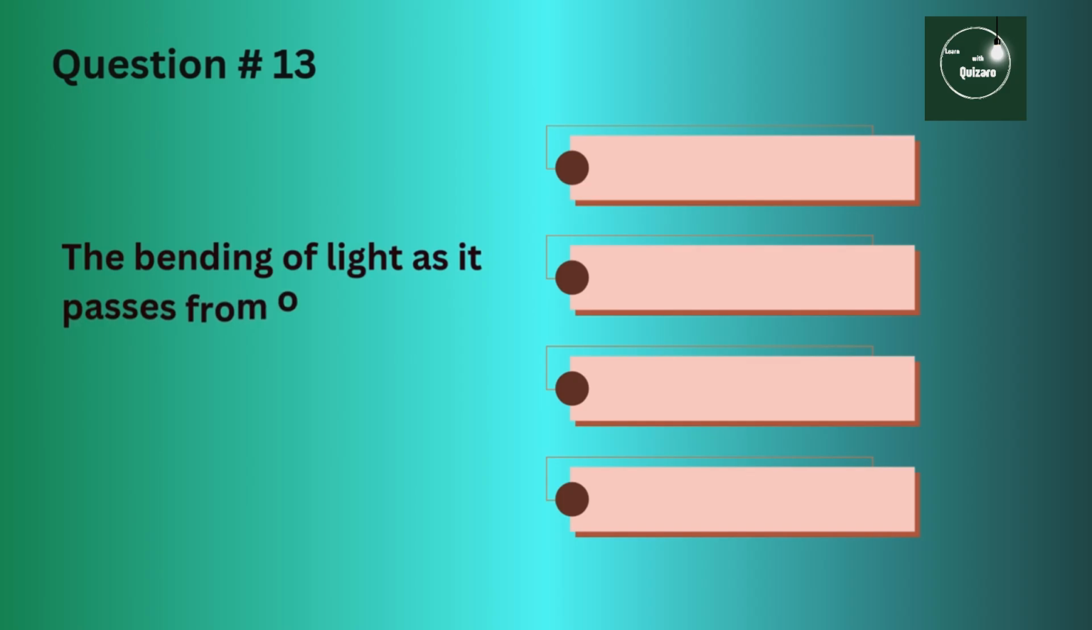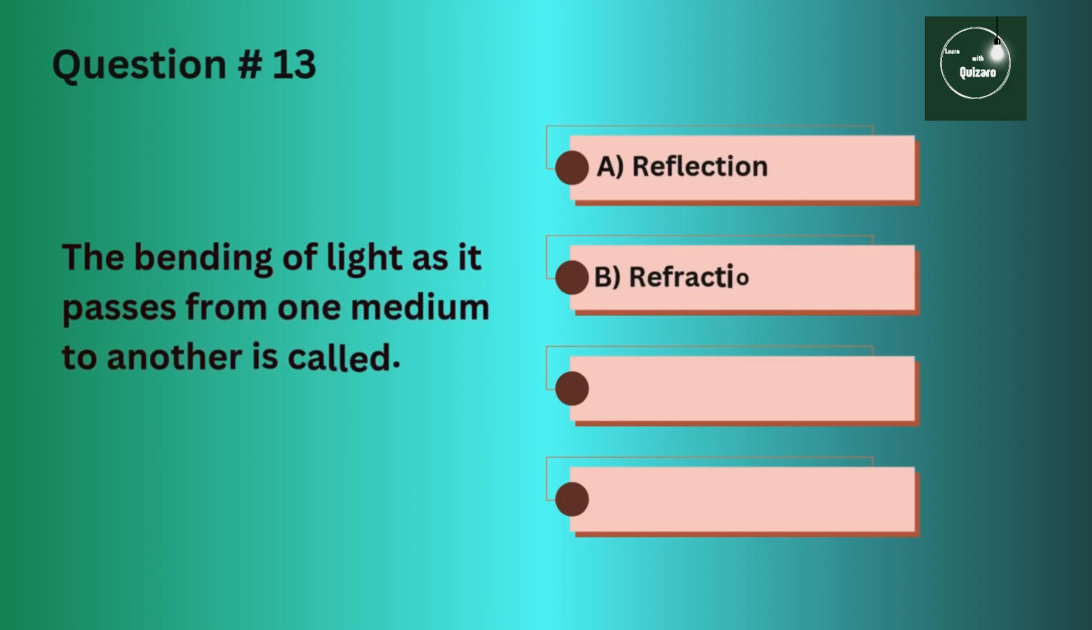Question number 13. The bending of light as it passes from one medium to another is called A. Reflection. B. Refraction. C. Diffraction. D. Dispersion.